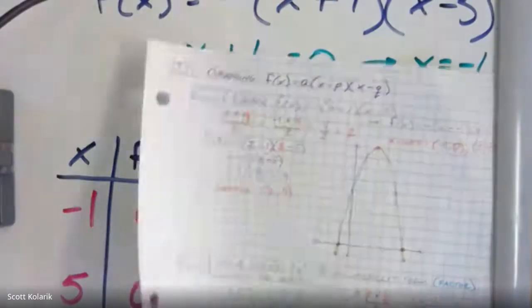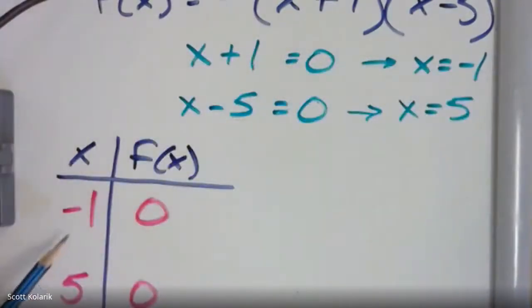Okay, and so here's where we're going to use the concept: I can pick some random value in between that just gives me some random other coordinate point, but I want the most critical one, the one that's exactly in the middle, because that exact middle will represent the axis of symmetry and the vertex. So I'm going to use this -1 and 5 to figure out what value is right here.